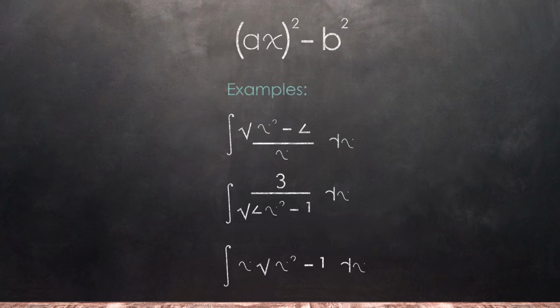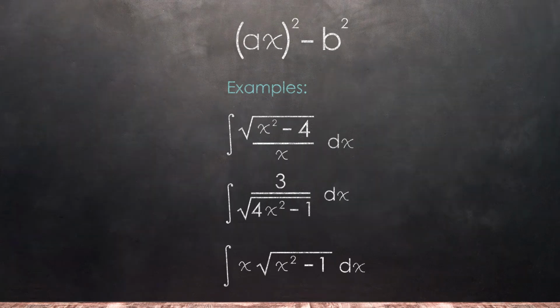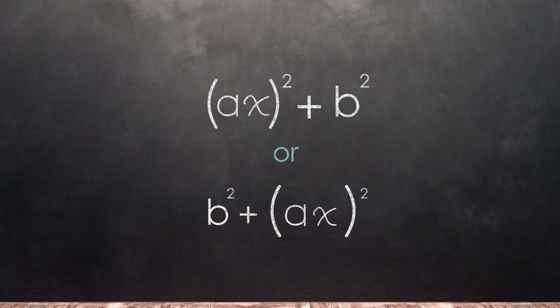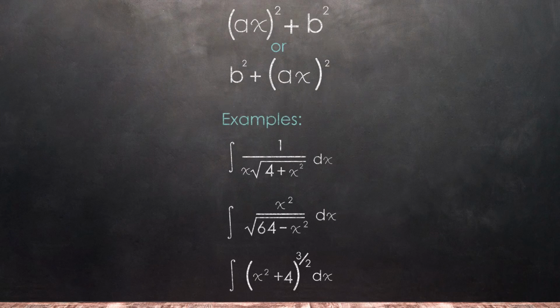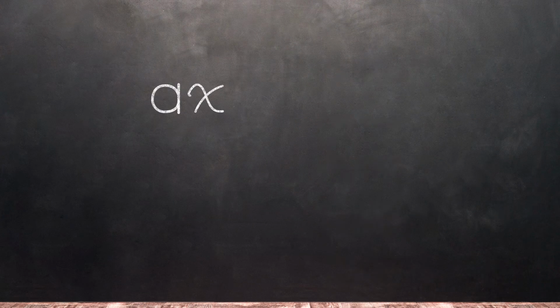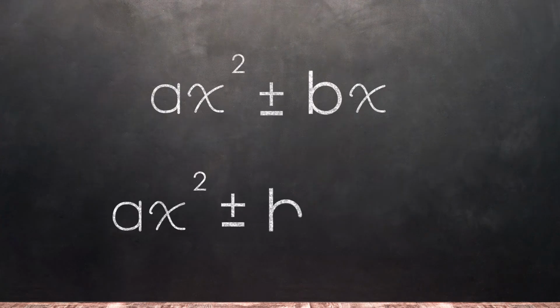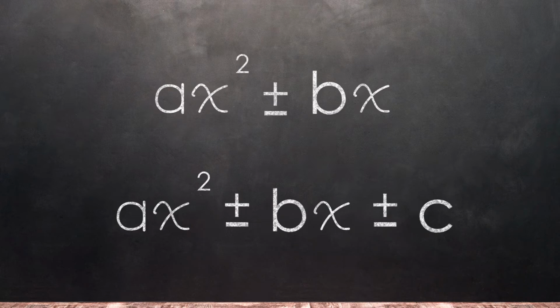Another is when a difference of squares of the form ax squared minus b squared is embedded in the integrand. Another is when a sum of squares of the form ax squared plus b squared or b squared plus ax squared is embedded in the integrand. We also use trig substitution if a polynomial such as ax squared plus or minus bx, or ax squared plus or minus bx plus or minus c is embedded in the integrand. In this case, if we complete the square, we will obtain one of the other three forms.